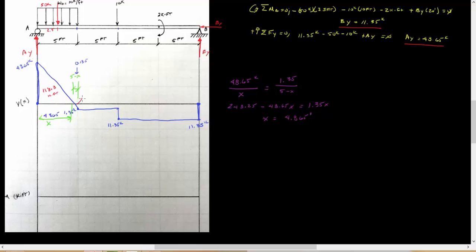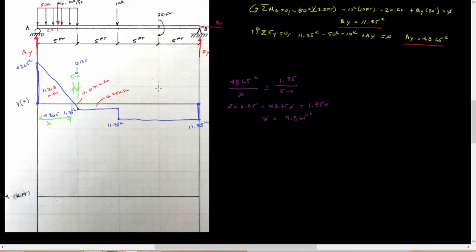This little tiny triangle was 0.135 times 1.35 divided by 2. I got 0.091 kip feet. This is 1.35 times 5. So this little area here is 6.75 kip feet.